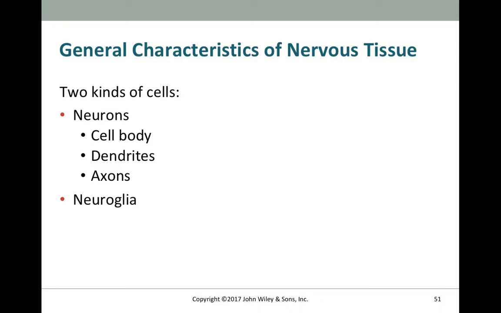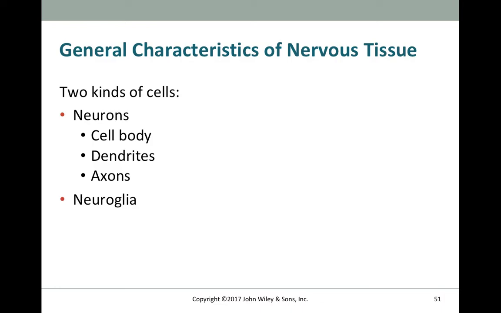You have your neurons and your neuroglia. Your neurons, those are going to be the cells that are actually the nerve cells themselves, whereas the neuroglia, those are more of the protective and the supportive cells.